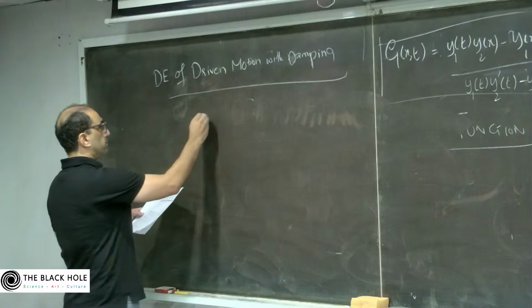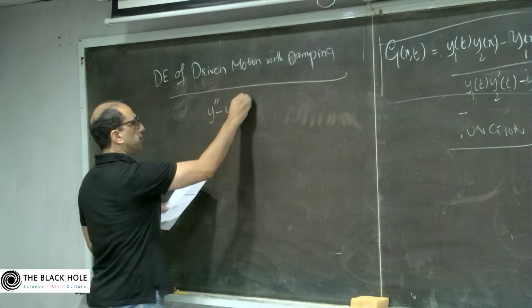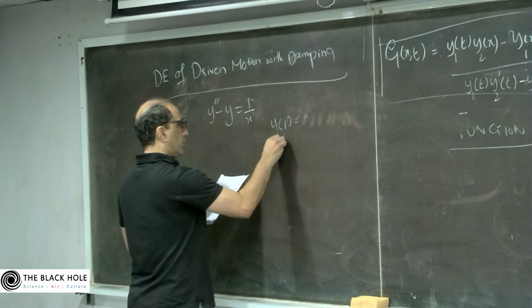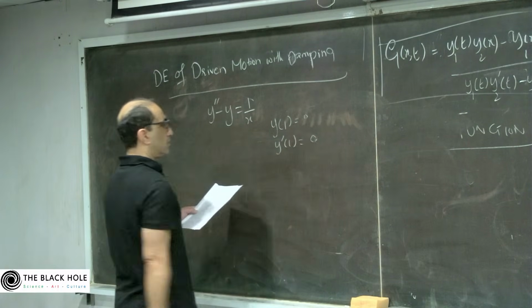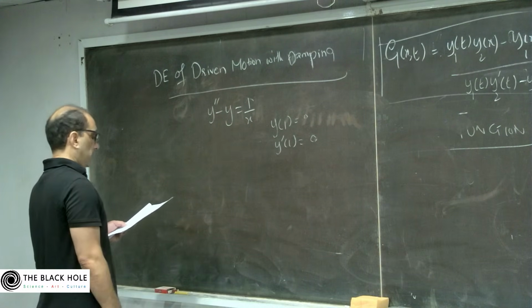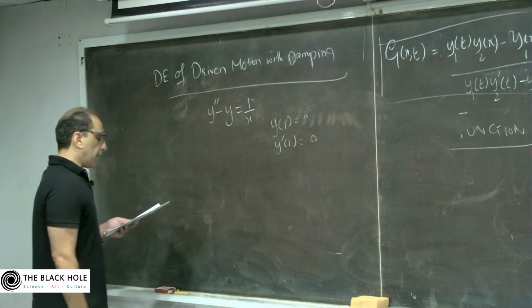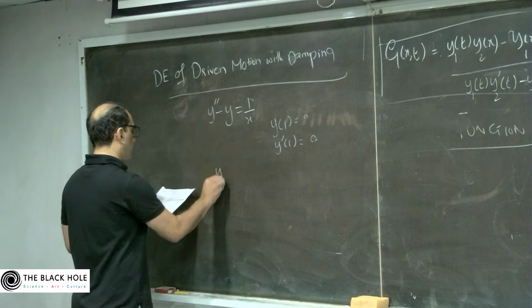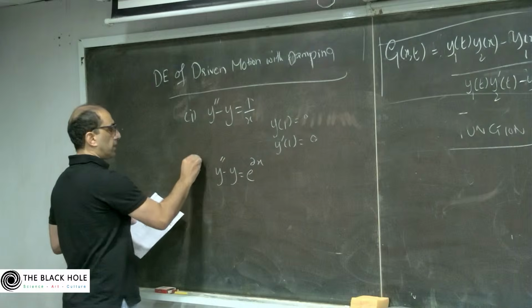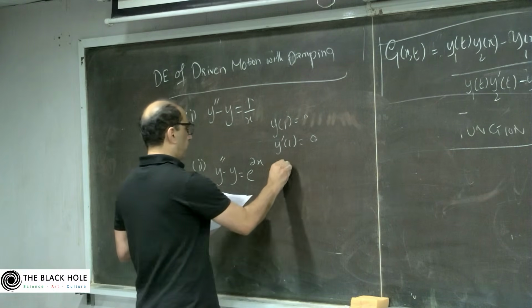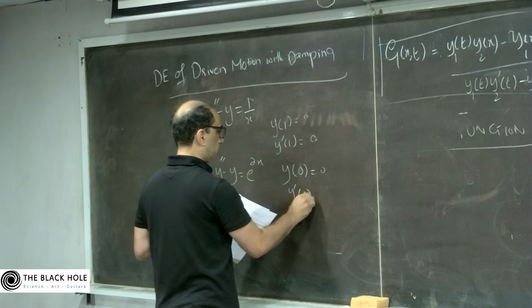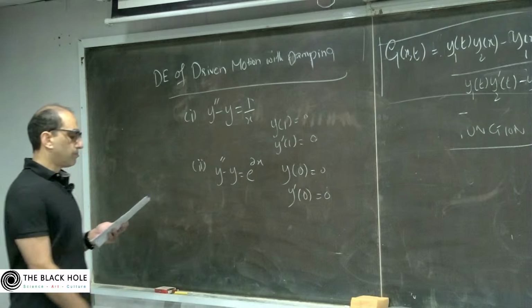So a very simple differential equation. y double dash minus y is equal to 1 over x, y(1) is equal to 0 and y dash(1) is equal to 0. And in the other case, you have y double dash minus y is equal to e raised to power 2x. This is the first problem. And the second problem is y of 0 is 0 and y dash of 0 is equal to 0.